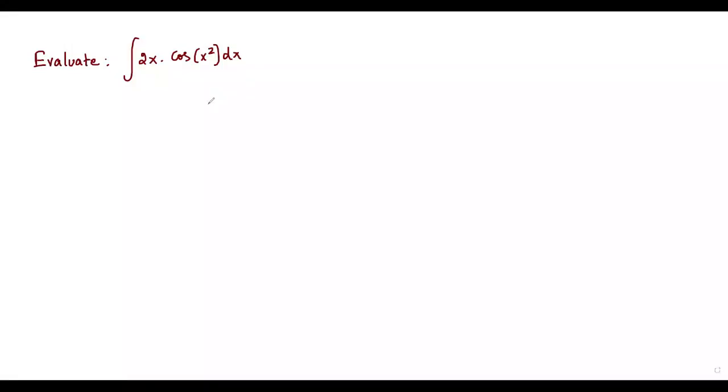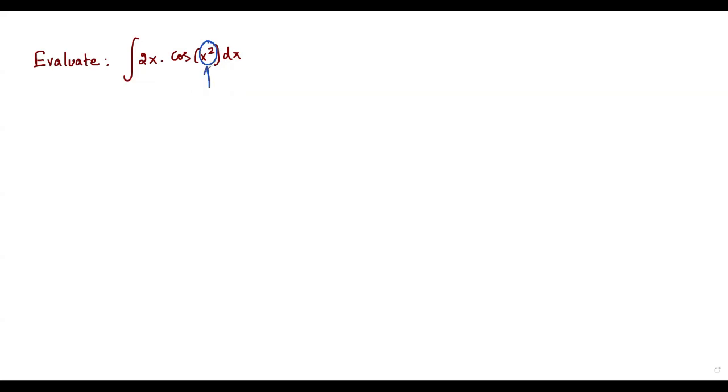Here we have a problem, that is we have to evaluate the given integral. So to evaluate this given integral, I have to use the method of substitution. As soon as I see the problem, how can I say that I have to use the method of substitution to evaluate this integration? Because I consider a particular part of the function, that is x square.